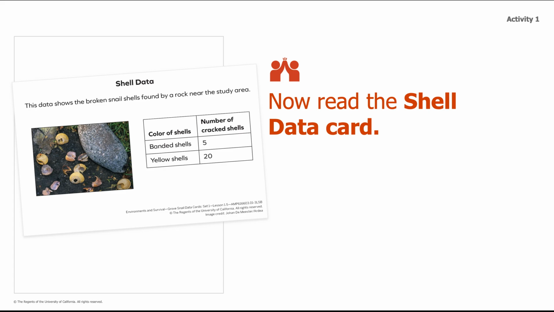Now, let's read the shell data card. This data shows the broken snail shells found by a rock near the study area. Let's look at the data more closely, specifically at the table. Color of shells and number of cracked shells. Banded shells, 5. Yellow shells, 20.